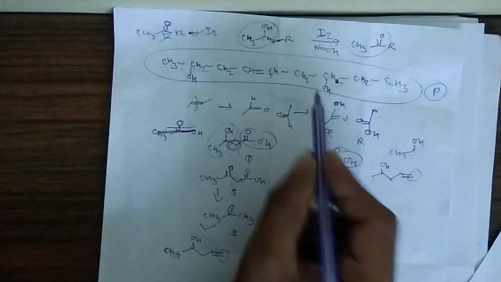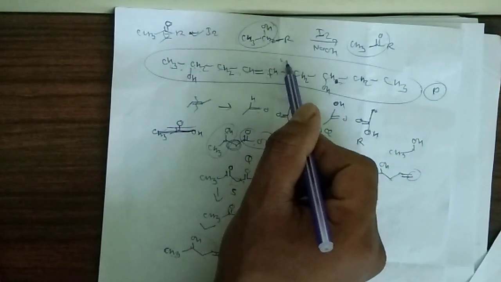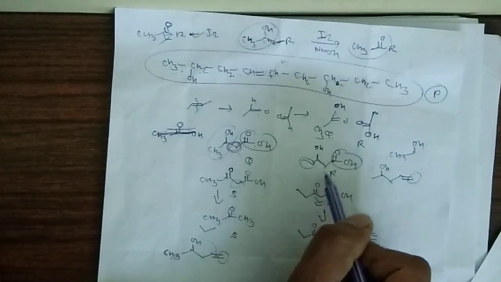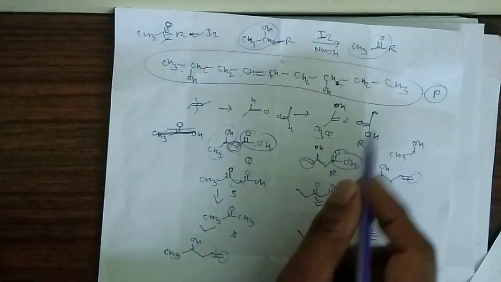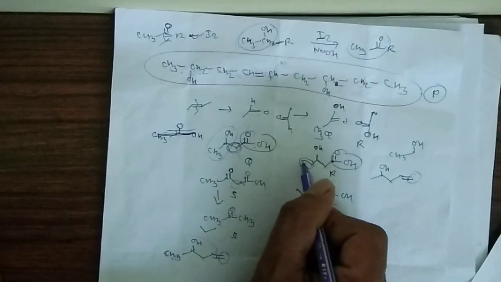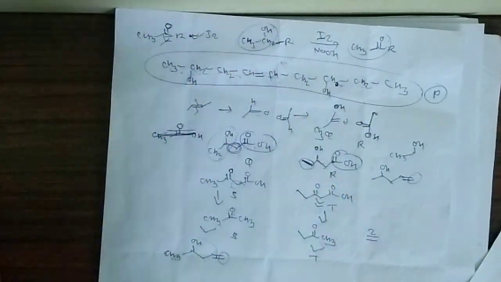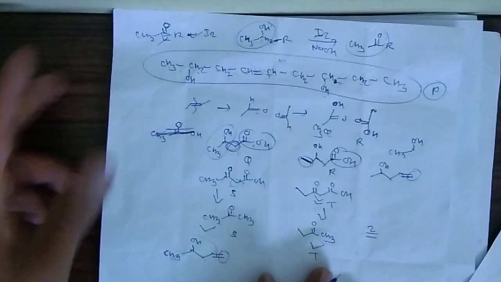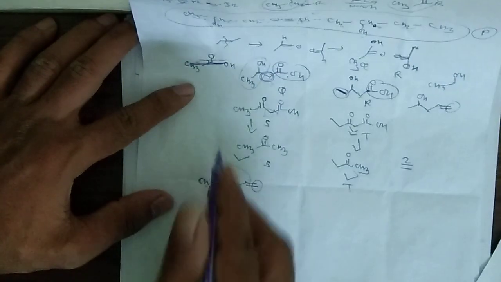So our R should be this. In R, how many CH3 should be there? After COH, CH2, CH3, CH2, CH3, right. It is right, CH2, CH. This should be our R. So again, write neatly the structure of Q and R.